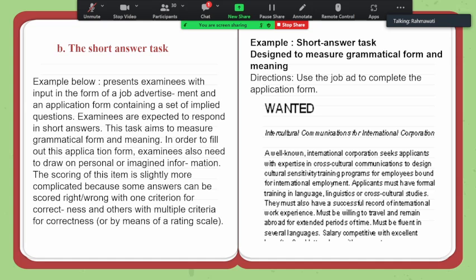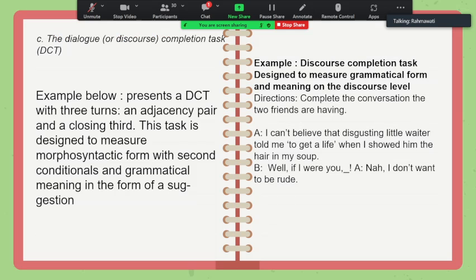The next is the dialogue or discourse completion task, or DCT. The DCT presents input in the form of a short exchange or dialogue with an answer chunk or part of a chunk deleted. The example below presents a DCT with three chunks, an agency pair, and a closing chat. This task is designed to measure morphosyntactic form with the second conditional and grammatical meaning in the form of a suggestion.